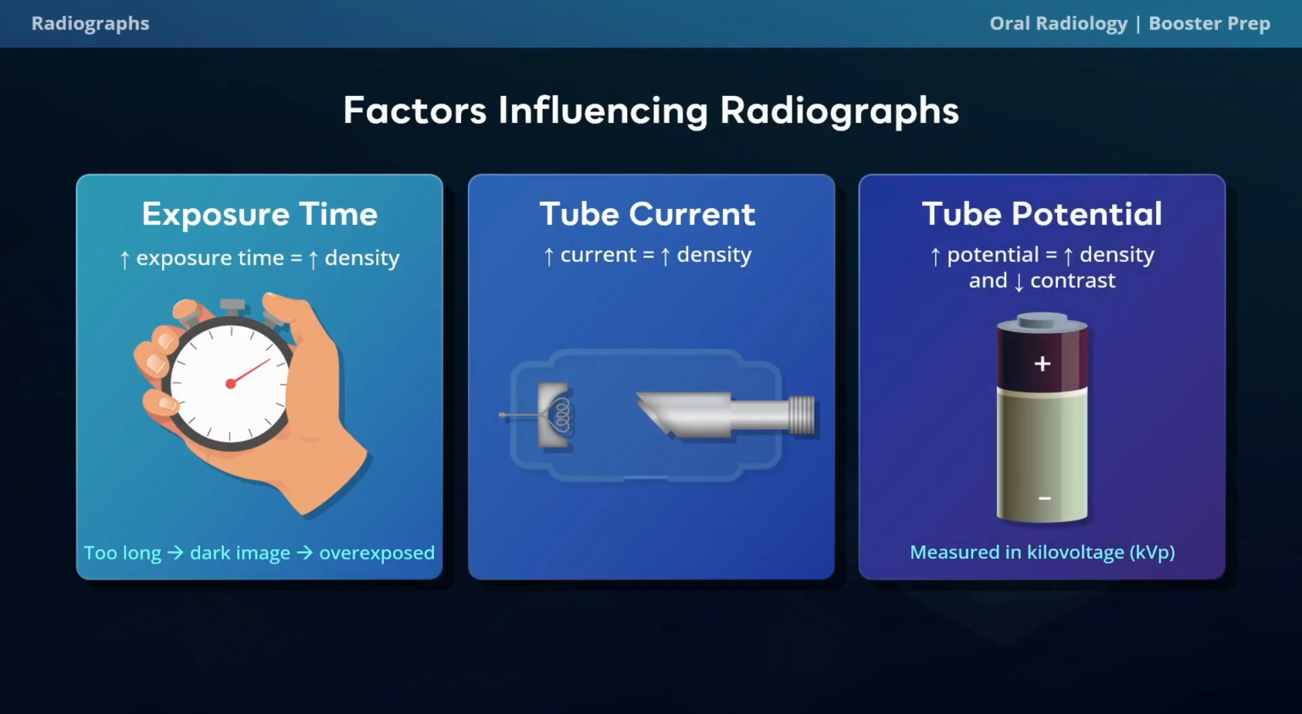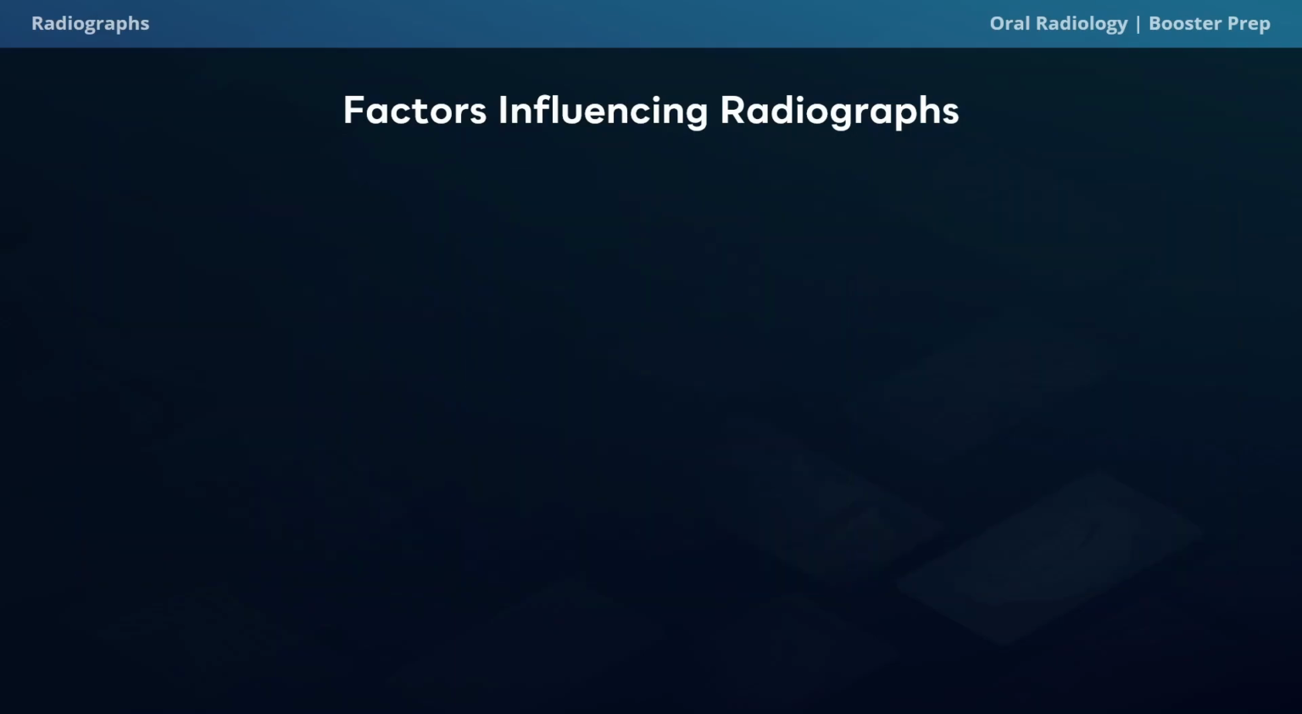And then we've got tube potential, which is actually measured in kilovolts. When you increase tube potential, not only does the image get denser, but the contrast actually goes down. So higher voltage means a darker image with less difference between light and dark areas. All three of these work together to shape how our final radiographs look, so understanding them really helps us to optimize our image quality while keeping patient exposure as low as possible.